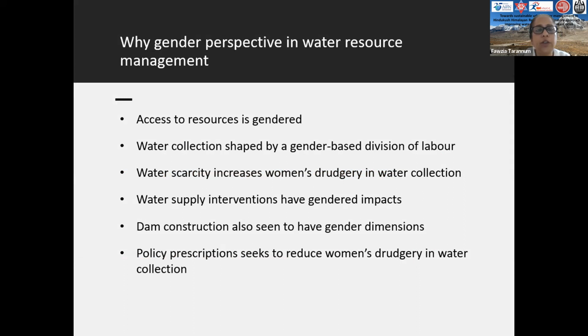Why a gendered perspective in water resources management? Access to resources is gendered, and by now I'm sure all of you understand this quite well. Given that extra layer of caste that we have, sometimes you have resources but people are not able to access them. So it's not always physical scarcity. It's also the scarcity that is created by virtue of social differentiation. For instance, if you have a canal passing through your village, not everybody would have equal access to water from that canal. The other one is water collection shaped by the gender-based division of labor.